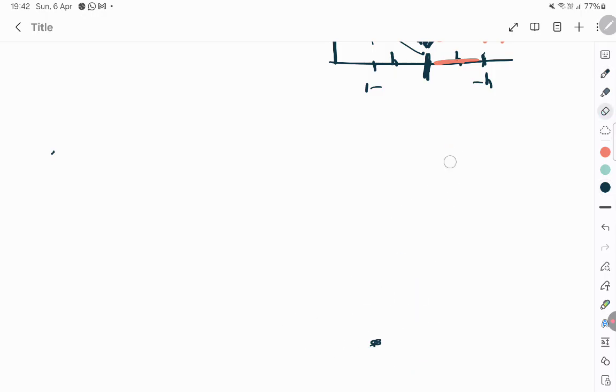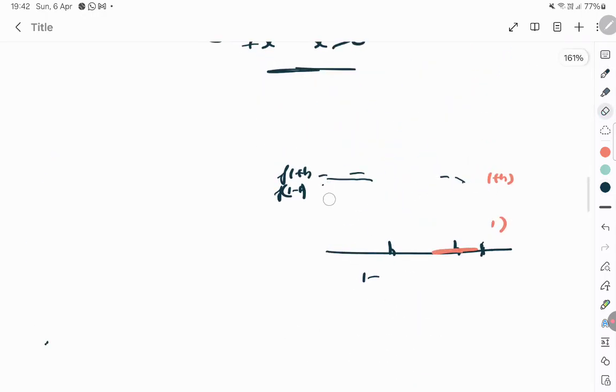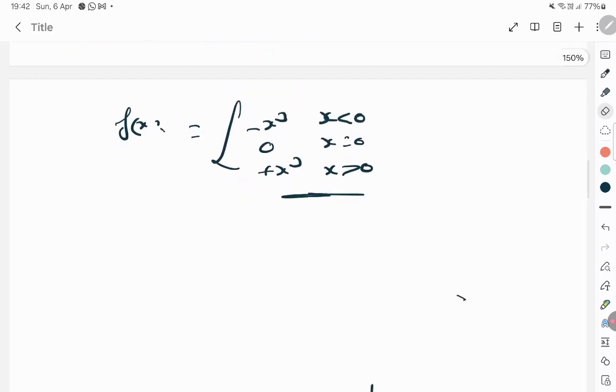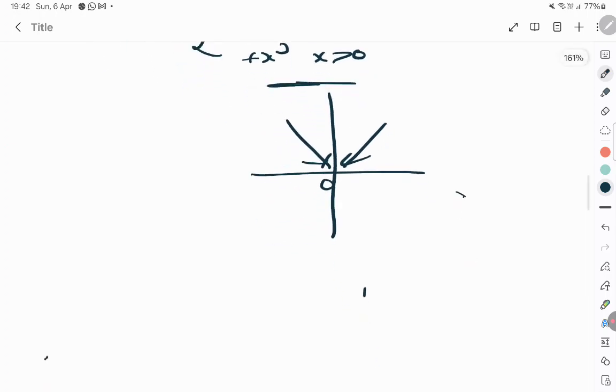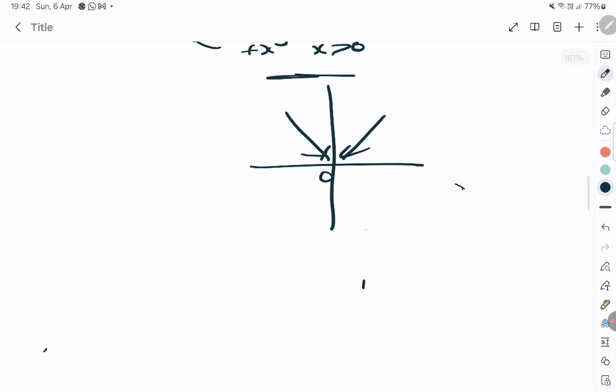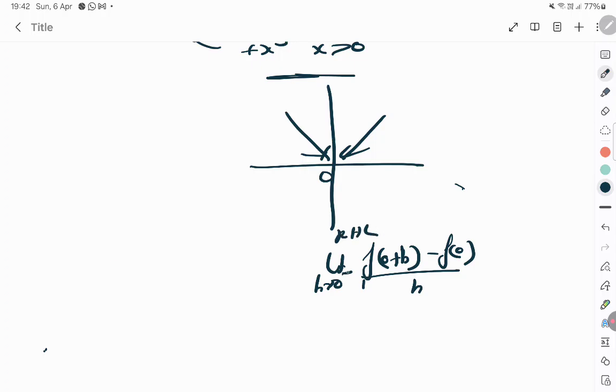So coming back to what I was doing, you're going to approach 0 from the left like this and 0 from the right like this. So for the right limit, the formula is f of 0 plus h minus f of 0 by h, limit h tends to 0. This is for the right hand limit. So that's 0 from the right. You don't have to put that because the right hand limit is there.